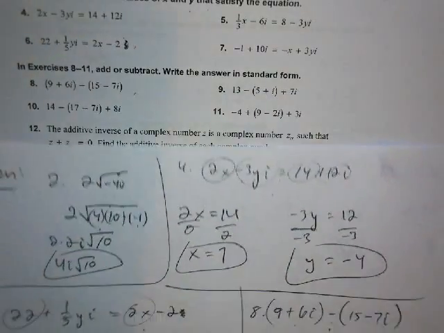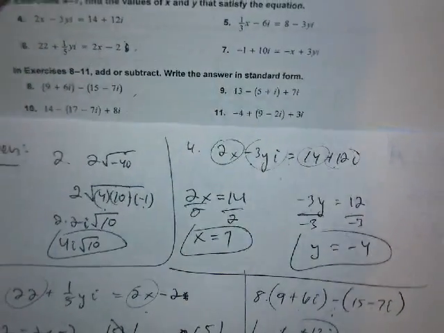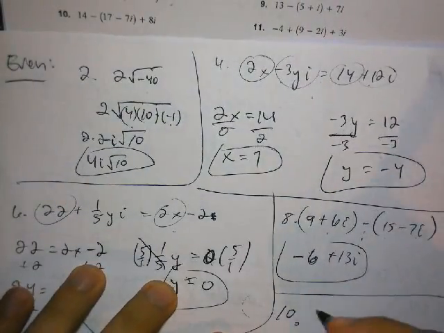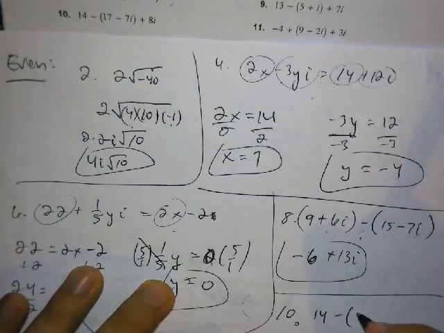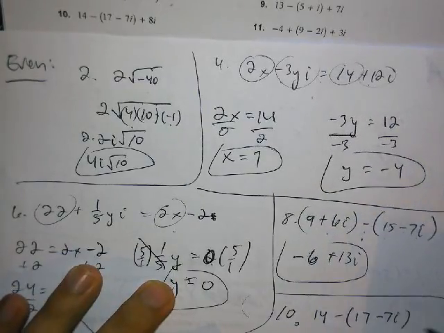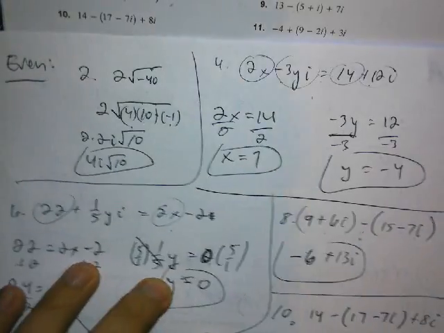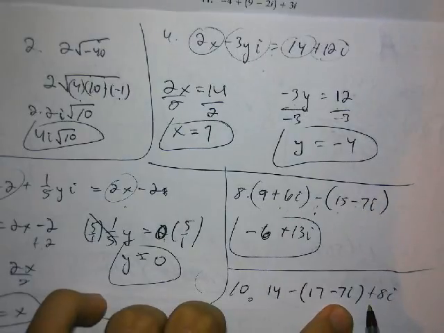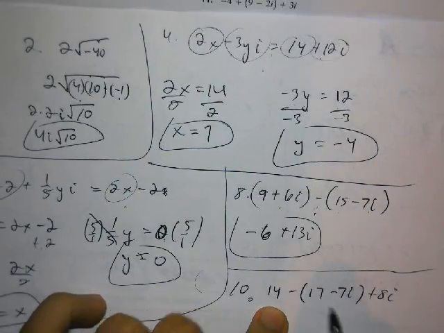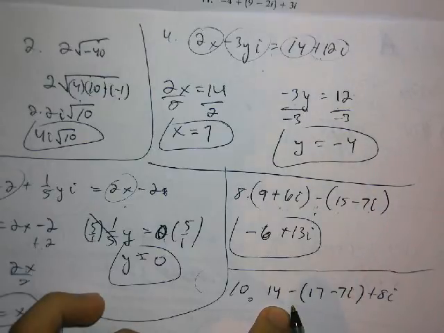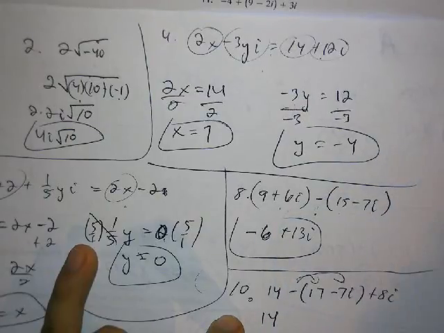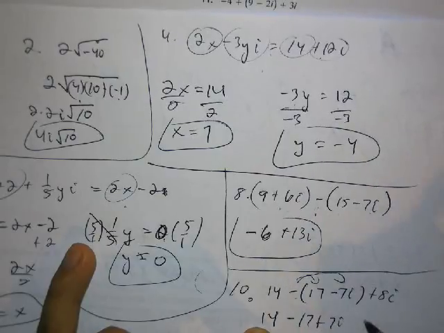Number 10, same thing, we're adding or subtracting complex numbers. So number 10 reads 14 minus quantity 17 minus 7i plus 8i. So here we're doing the same thing, we just combine the imaginary numbers and the real parts. So the first thing I have to do here is distribute this negative, don't forget about that. So distribute this negative, and I get 14 minus 17 plus 7i plus 8i.